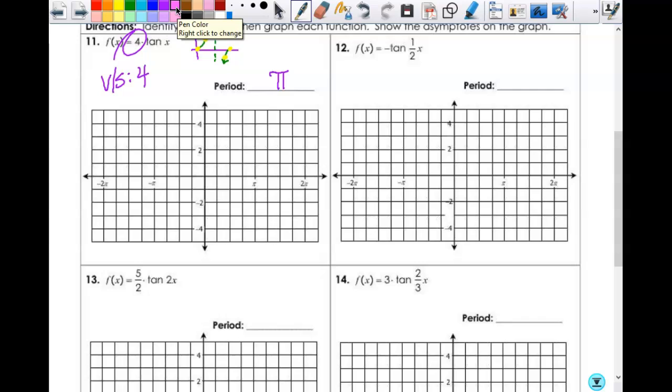Because there are no translations left, right, up, or down, since it starts at 0, 0, the stretches don't affect the 0, 0. So I'm still here. So that's this point. Period is pi, so I put the other 0 at pi. So now I have this. Then the asymptote goes halfway in between those.